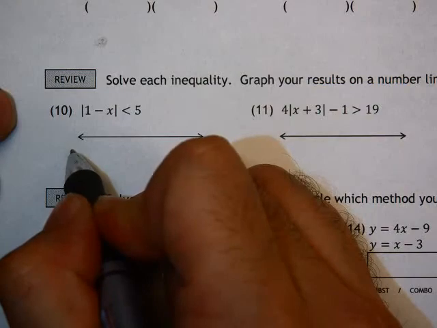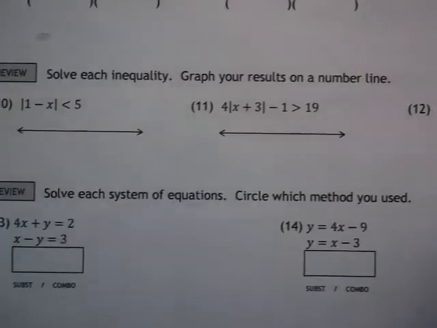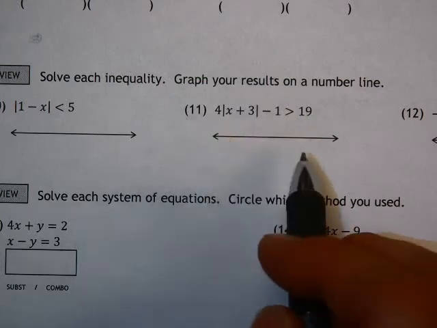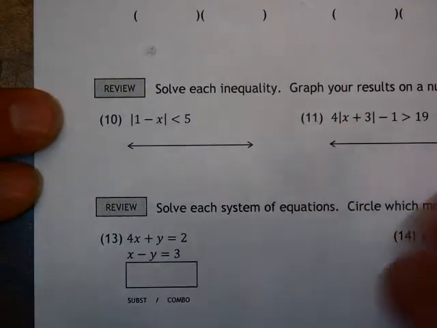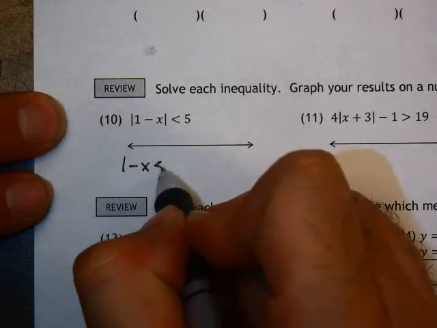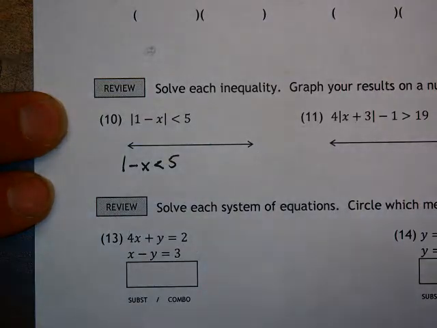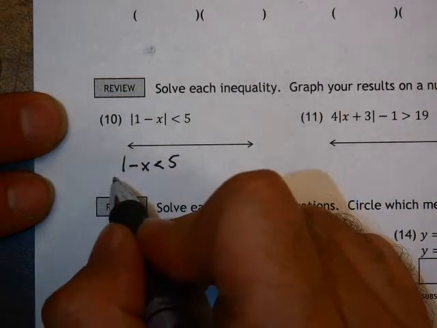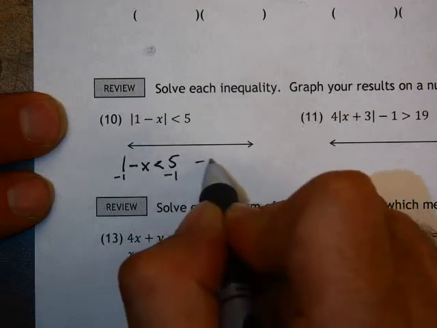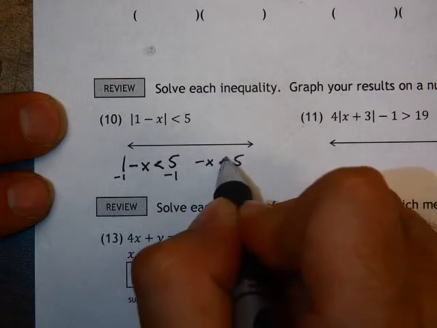So what I'm going to do is start, and there's nothing, usually like on number 11, you'd have to move this minus 1 over, divide by 4 to simplify it a bit. Now here, this is already simplified for us. So I'm going to use the 1 minus x less than 5. I'm not going to change anything at all, and I'm going to try to solve that for x. So I'm going to subtract this positive 1. I get negative x is less than 5.